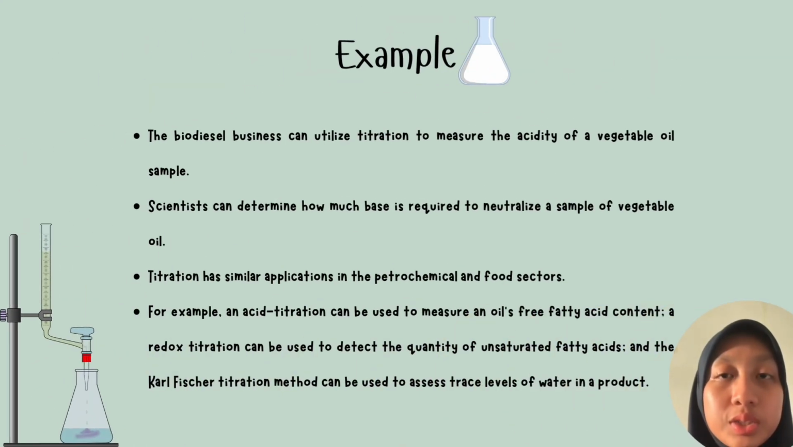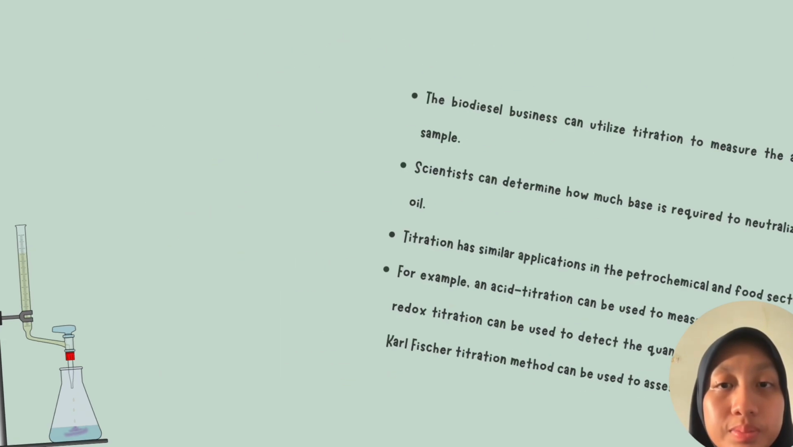For example, titration is a useful tool in the biodiesel industry for determining a sample of vegetable oil's acidity. Researchers are able to calculate the amount of base needed to neutralize a vegetable oil sample. Similar uses for titration can be found in the food and petrochemical industries. For instance, the amount of unsaturated fatty acids in an oil may be determined by a redox titration. The amount of free fatty acids in an oil can be measured using an acid titration, and the amount of water present in a product can be determined using the Karl Fischer titration method.